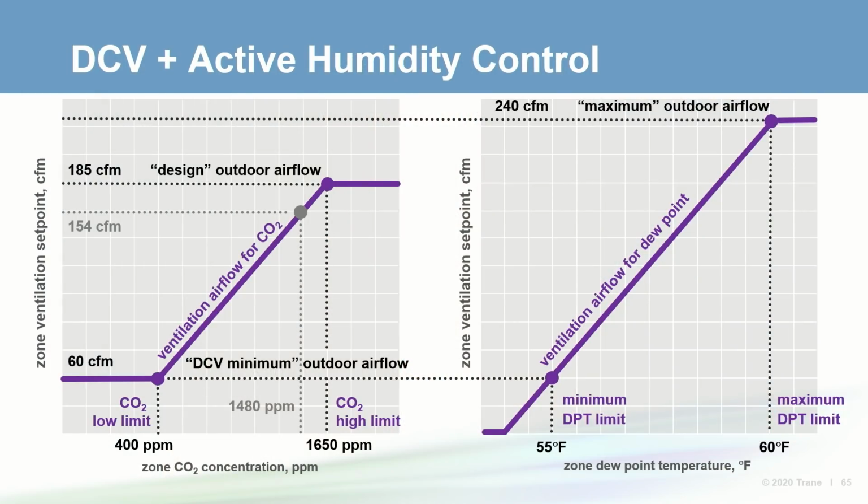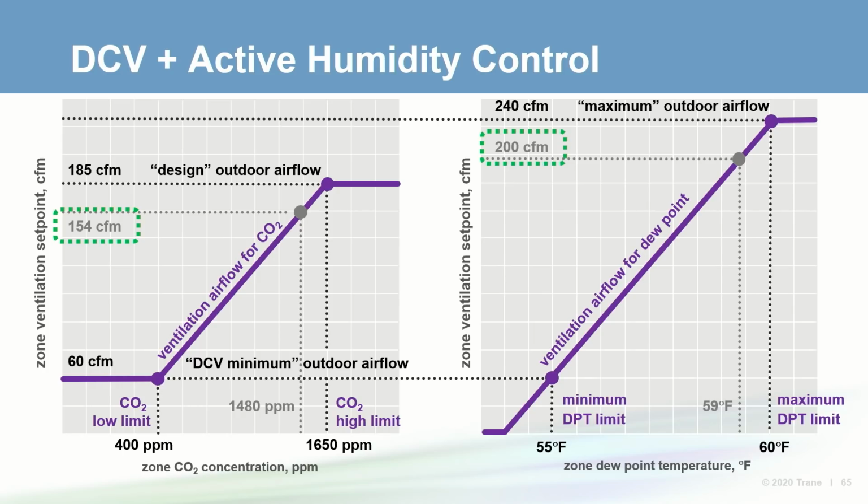For example, if the dew point in the conference room is 59, this equates to 200 CFM of ventilation airflow for dehumidification. The controller then uses the larger of these two calculated airflows as the current ventilation set point. In the partial occupancy example, only 154 CFM is needed for ventilation based on CO2, but more is needed for dehumidification, so the controller will bring in 200 CFM.